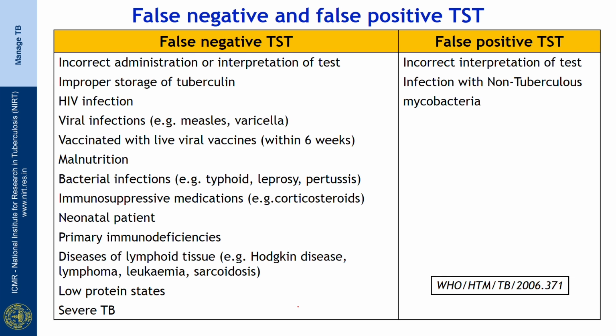The false negative TST can be due to incorrect administration or interpretation of the test, improper storage of tuberculin, HIV or viral infections, vaccination with viral vaccines within 6 weeks, malnutrition, bacterial infections, if the patient is on immunosuppressive medications, for example corticosteroids, primary immunodeficiencies, diseases of lymphoid tissue, low protein states and severe TB. The false positive TST can be due to incorrect interpretation of the test and infection with non-tuberculous mycobacteria.